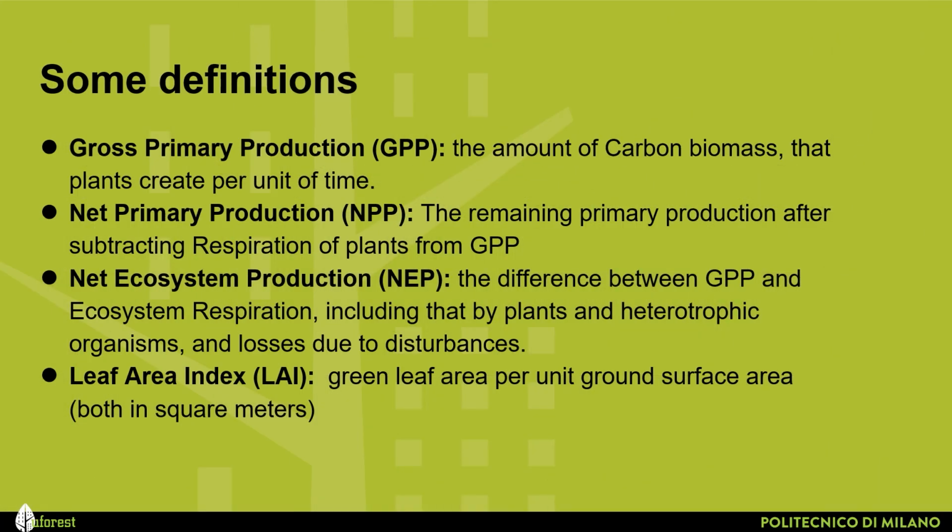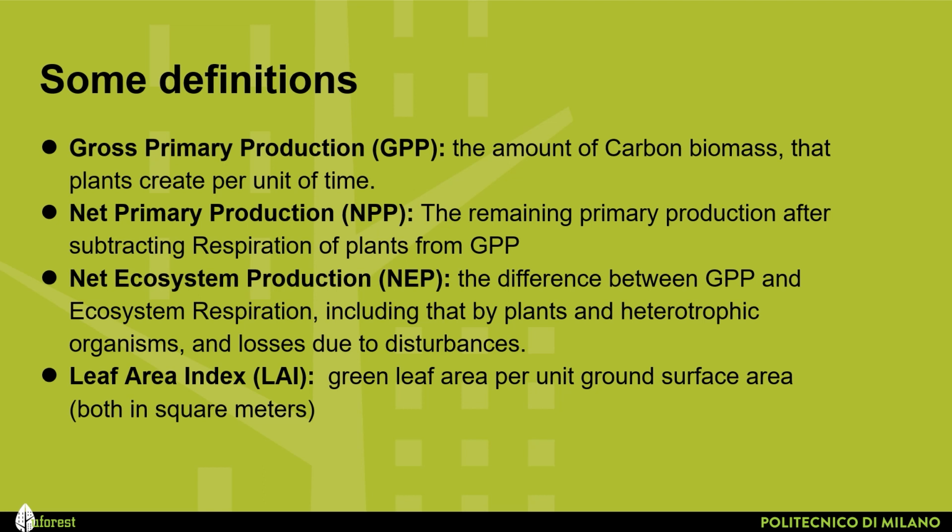Let's also introduce some other concepts that are key for understanding carbon cycle in forests. The first is gross primary production, GPP, which is the amount of carbon biomass that primary producers, so plants, create per unit of time. GPP is different from net primary production, NPP, which corresponds to the remaining primary production after subtracting from gross primary production respiration of plants, which is associated to both growth and maintenance.